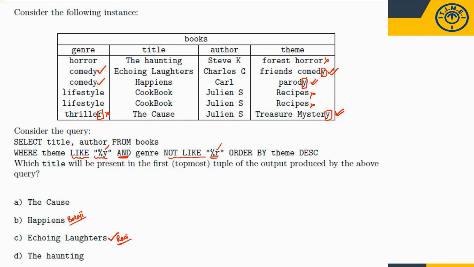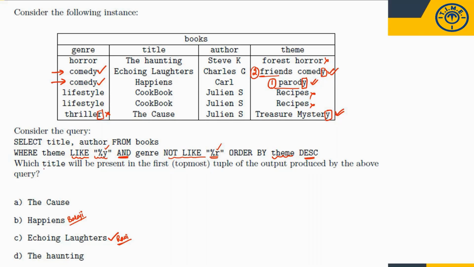So which tuples are going to be selected? The second tuple and third tuple are selected. And these are ordered according to their theme in descending order. Now, what is the theme for the second and third tuple? The friends, comedy, and parody. In descending order, which will come first? Parody is the first record to come in the order. The other is the second record because it is descending order. So this record will be first, and this record will be second.